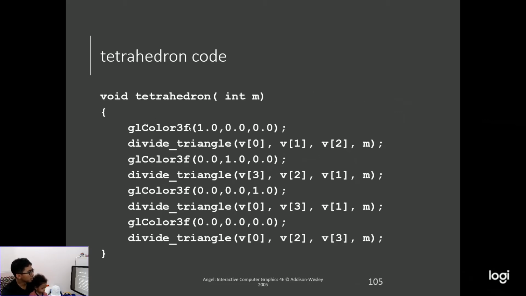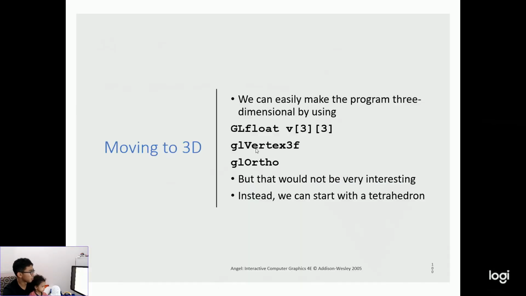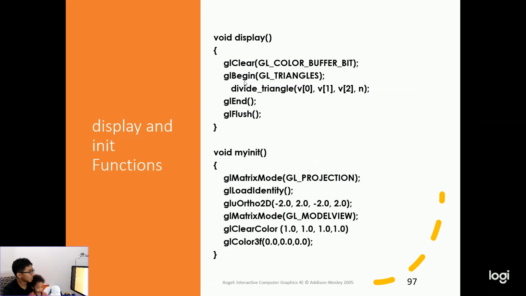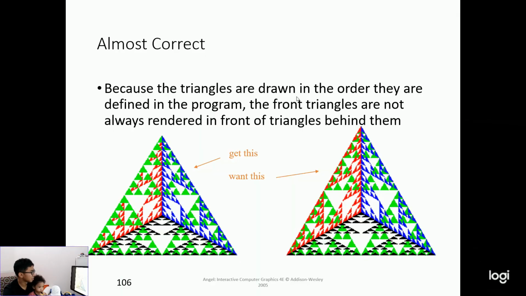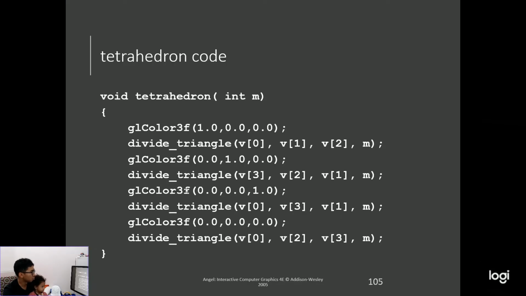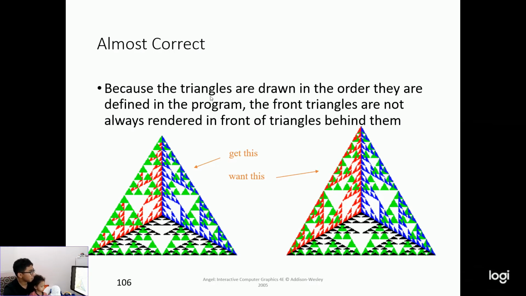If you look at the first 2D Sierpinski gasket, you will see that we only have divide triangle once. Let's go back to the paper slide. Only once. Right now we have 4, 1, 2, 3, 4 of them. We need to have 4 because we have 4 faces, like a pyramid.